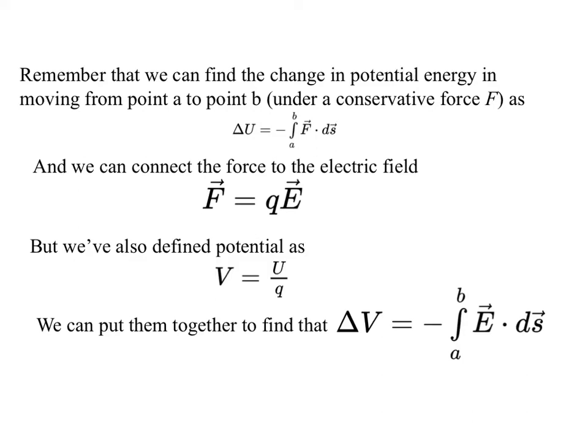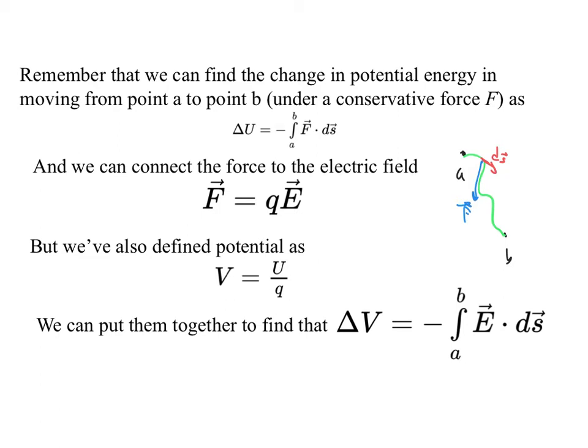Remember that we can find the change in potential energy in moving from point A to point B, under a conservative force, of course, as delta U is the integral from A to B of F dot ds. That is, we have some little path. We have two points, A and B, and there's some path. We parameterize on that path as ds, and we say at any given point there's a force, and we integrate up the force dotted into that product. All right, F ds cos theta.